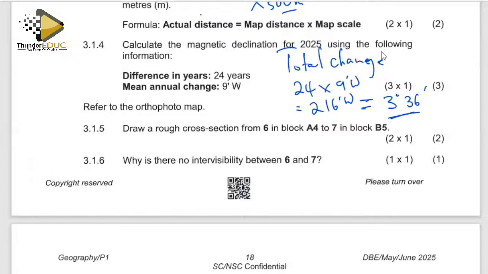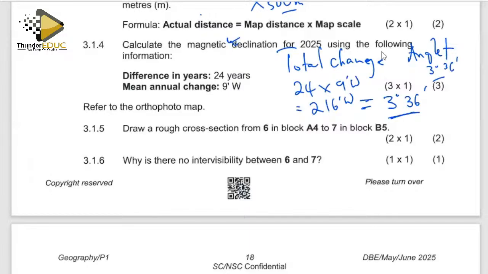So you check the angle of declination and the year on the map. At the bottom of the map, you check the year and the declination angle. So to find the magnetic declination for 2025, you take the angle indicated on the map, plus the total change, which is 3 degrees 36 minutes. You get your magnetic declination for 2025.